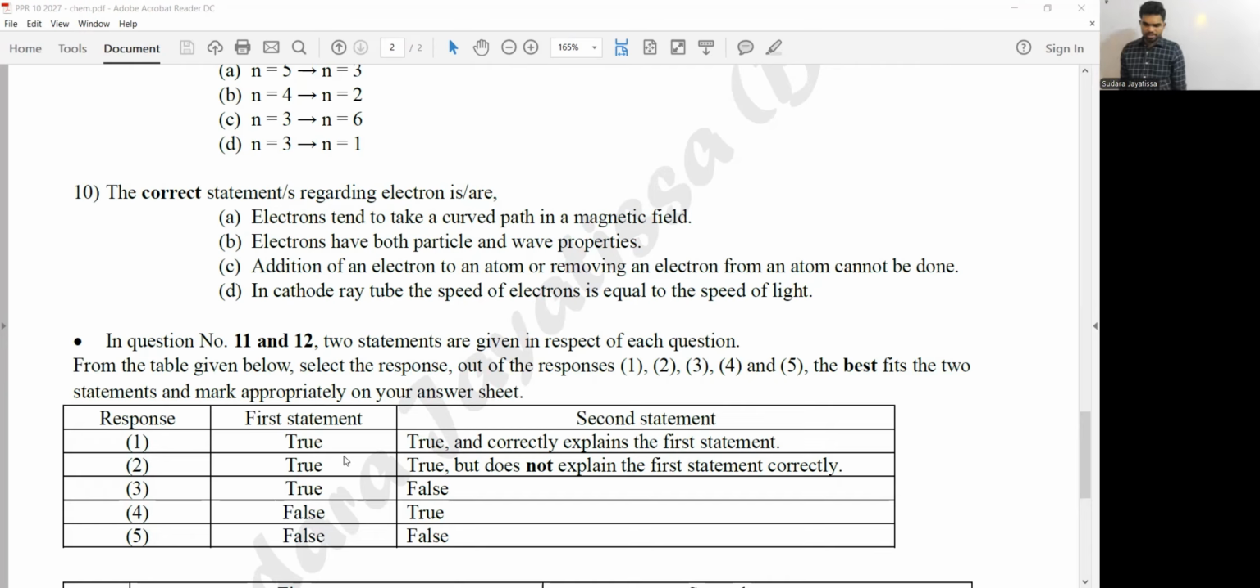Statement D, again wrong. Cathode rays do not travel at the speed of light. Cathode rays are electrons, no? So they will definitely have a lesser speed. Only photons travel at the speed of light in a vacuum, write that one. So like that, for question number 10, answers 1 and 2 are correct. C and D are wrong.